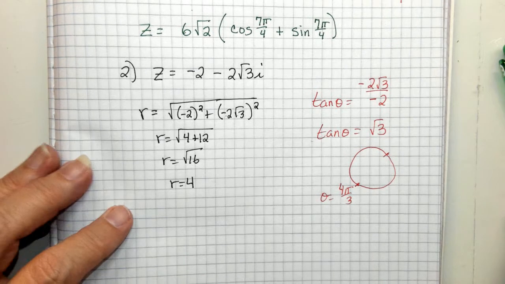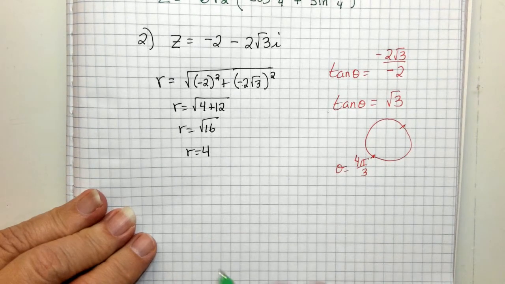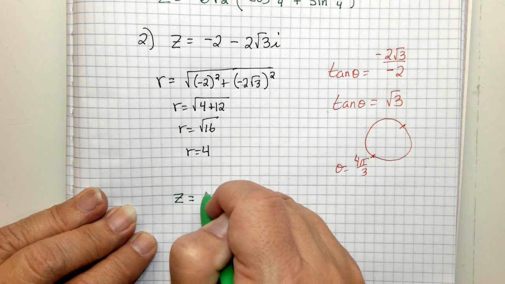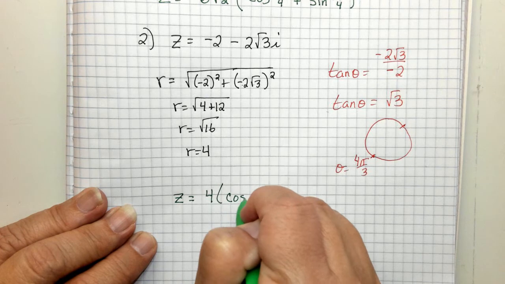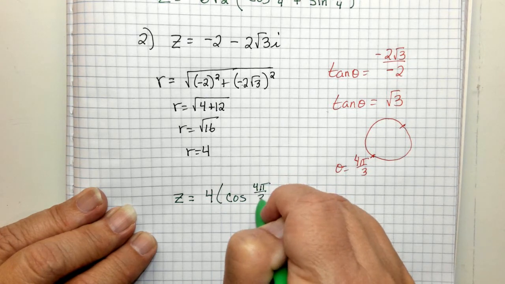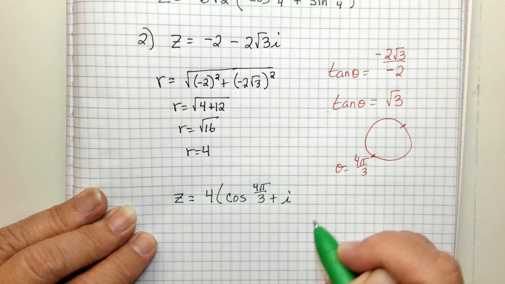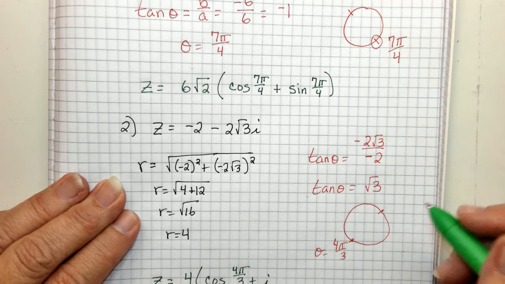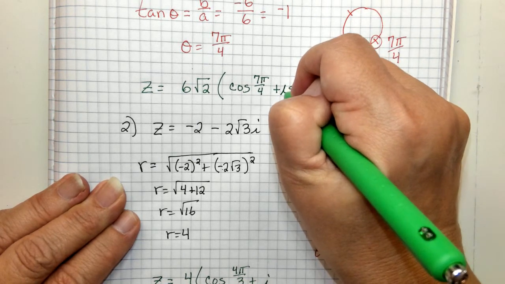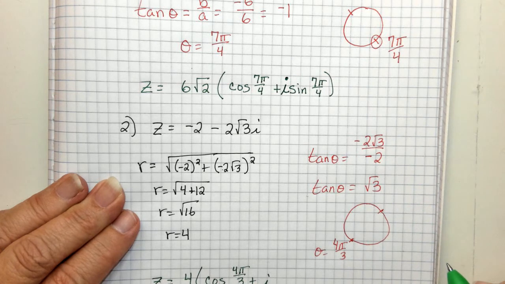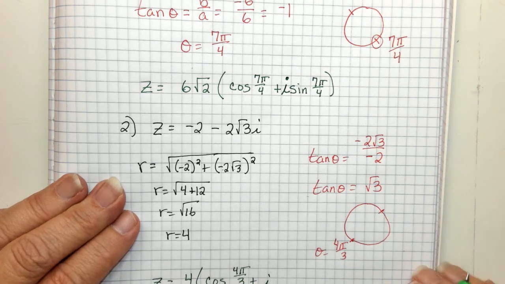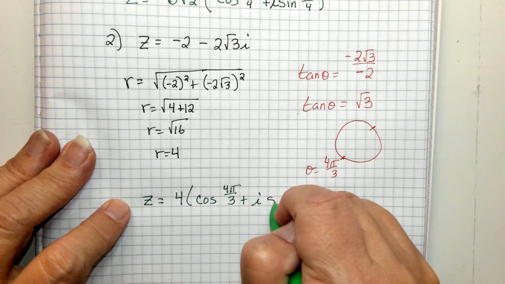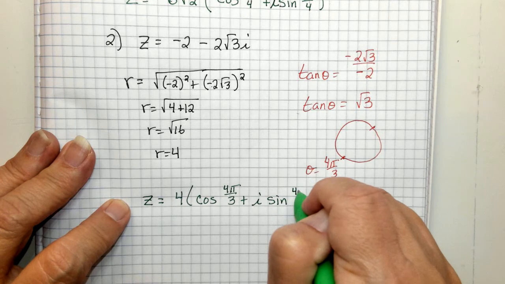So then we're going to write that complex number in trigonometric form. z is going to equal 4 times the cosine of 4 pi over 3 plus i. Oh, you know what? Let me go back on this example. I forgot my i. It's not a complex number if we don't have the imaginary part. I'm so sorry about that. And here we have 4 cosine 4 pi over 3 plus i times the sine of 4 pi over 3.